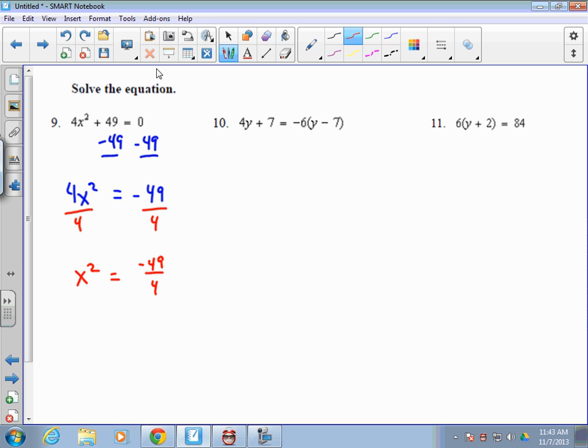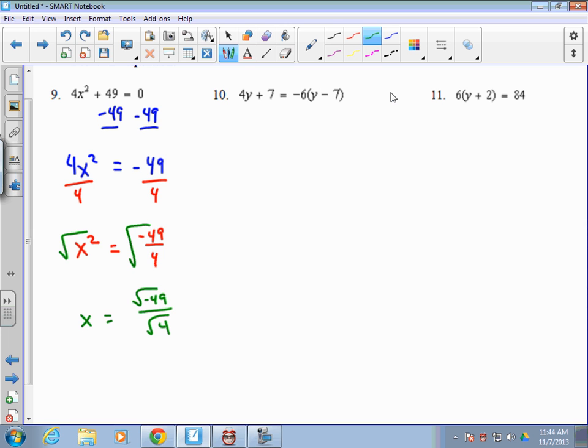And then undo x squared by taking the square root of both sides, which is x equals the square root of negative 49 over the square root of 4. So when we simplify that square root, we know that the square root of negative 49, you have to remove that negative by calling it i times the square root of 49, over the square root of 4, which we know is 2.